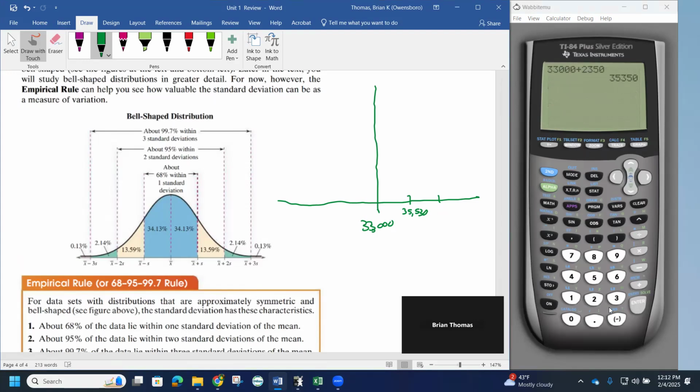If I add 2,350 to that, that's now going to be 37,700. That's going to be two standard deviations from the mean. Then if I go three standard deviations, if I add another 2,350, that's going to be 40,050. So notice that if we go out past 37,700, we're going to get into an unusual event here.